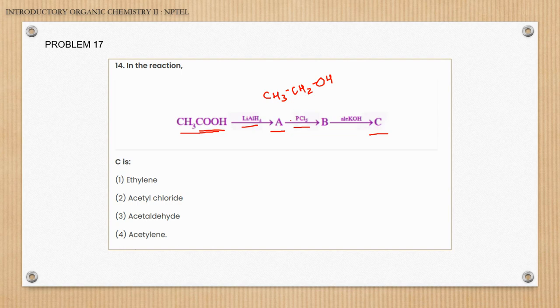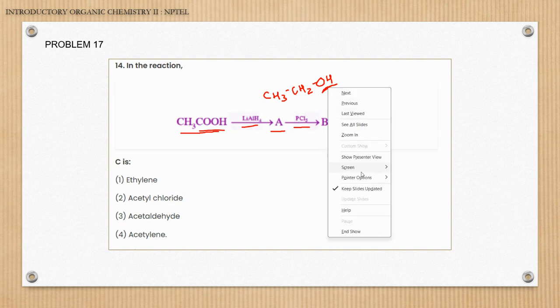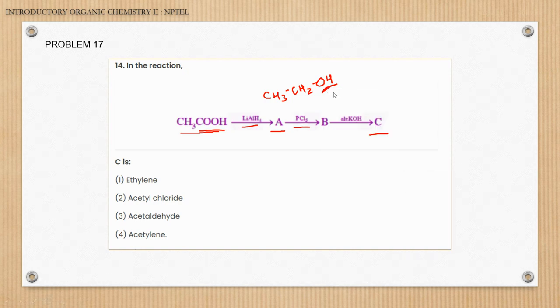Can anyone tell me? PCl5 will replace, basically this is a substitution. Chlorine replaces the OH group. Yes, this is a substitution reaction. Chlorine replaces the OH group. So here this Cl is substituted instead of the alcohol. So from alcohol, PCl5 gives you a chlorinated product. PCl5 will replace your hydroxyl group. So this is what you will get as B.